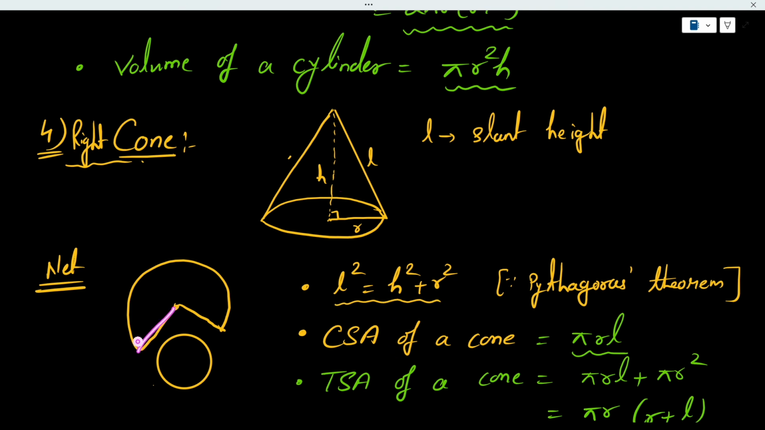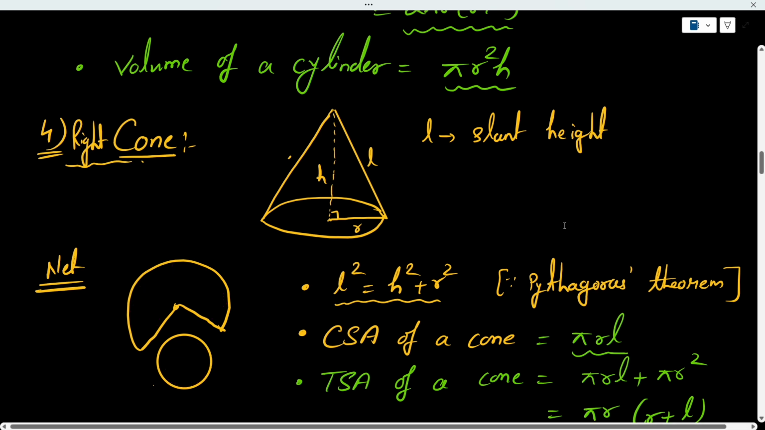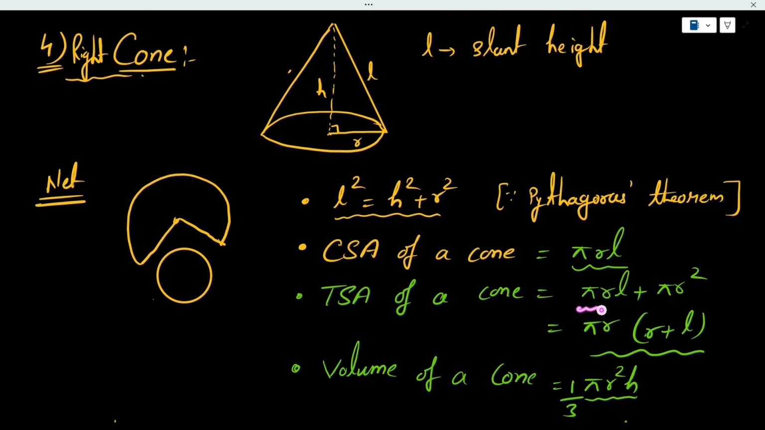And this is the net of the cone, right? We get a sector here, and a circle of radius r. About the CSA, there is a way to derive it. It's pi r l, and total surface area of the cone is curved surface plus area of circle. So this is going to be pi r l plus pi r square. Here pi r is common, and then you get pi r times (r plus l).